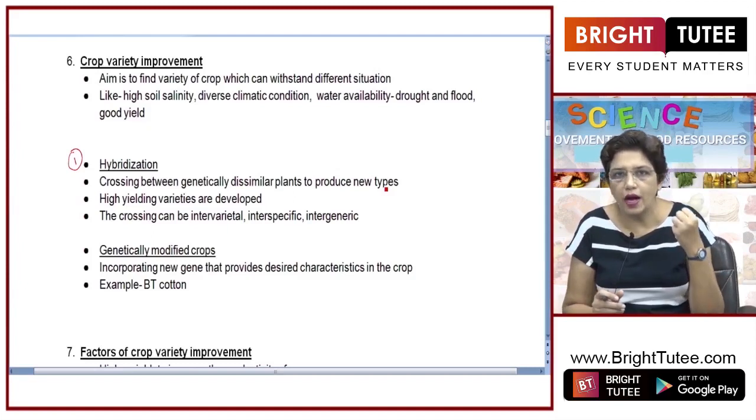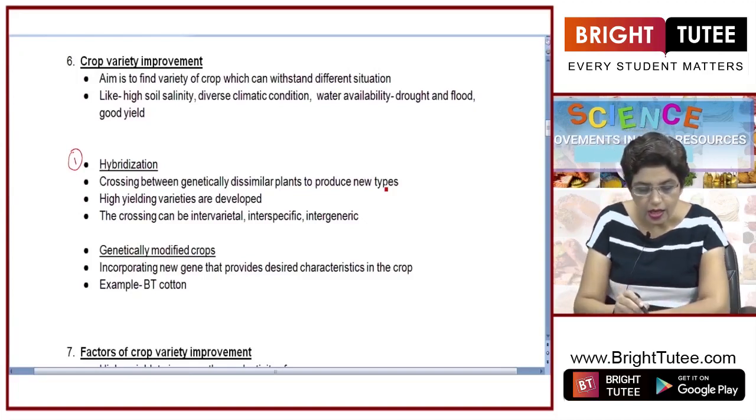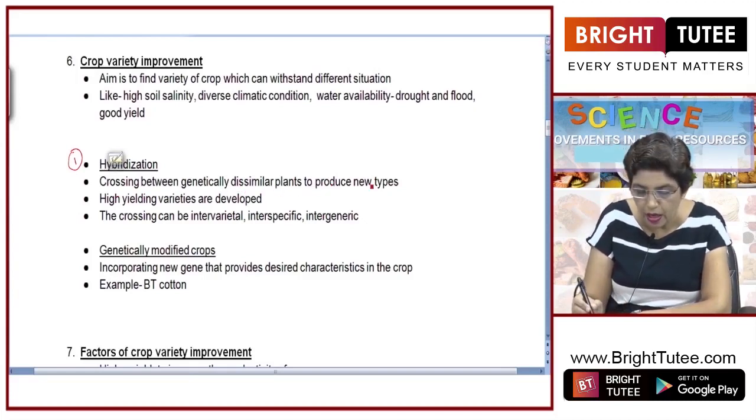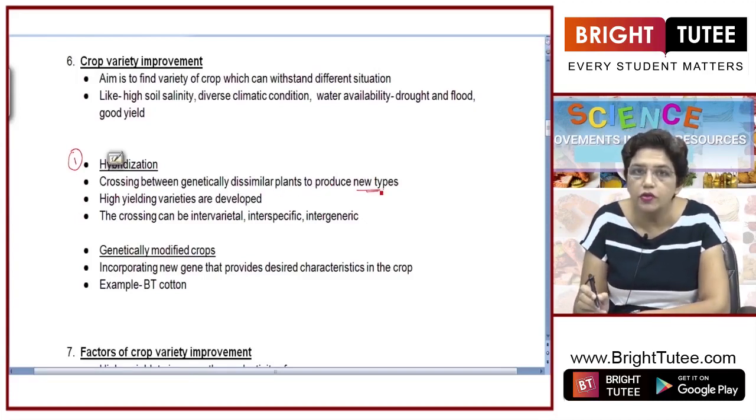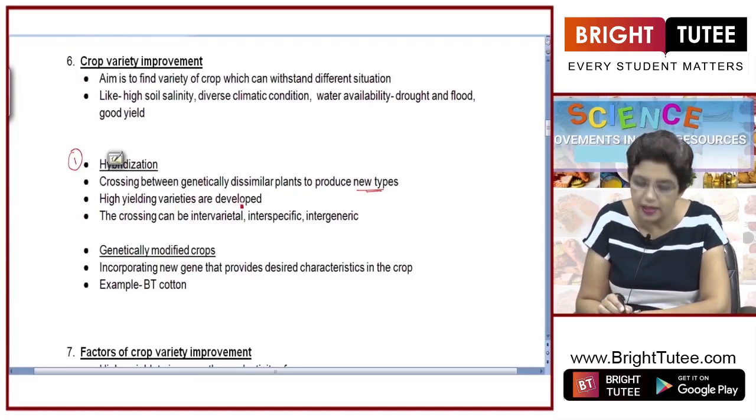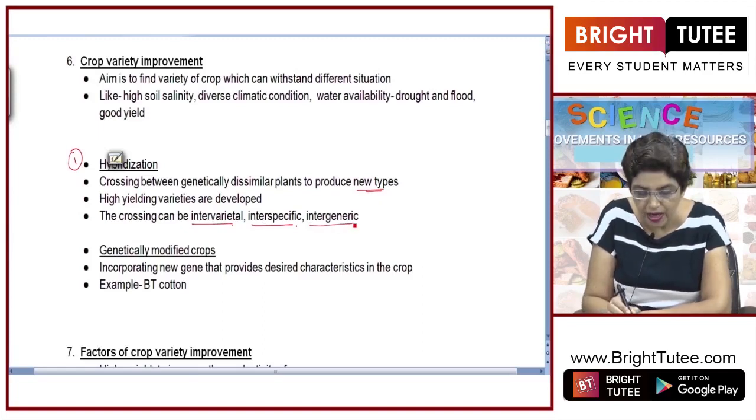Then after fertilization, seeds are produced, and then those seeds are selected which have desirable characteristics. Okay, so crossing between genetically dissimilar plants to produce new types. Out of those new types, seeds are selected which have desirable characteristics. So the high yielding varieties are developed, and the crossing can be intervarietal, interspecific and intergeneric.